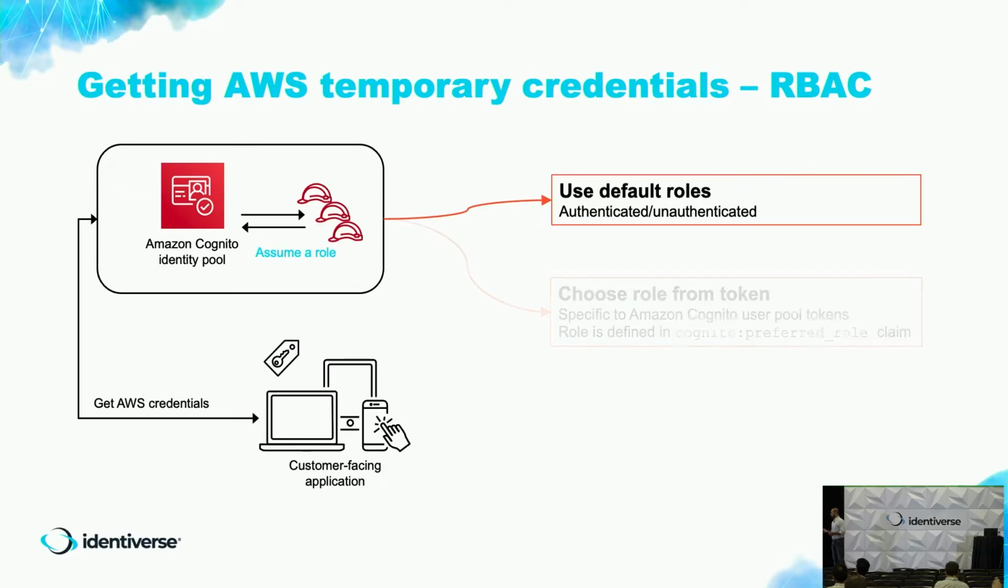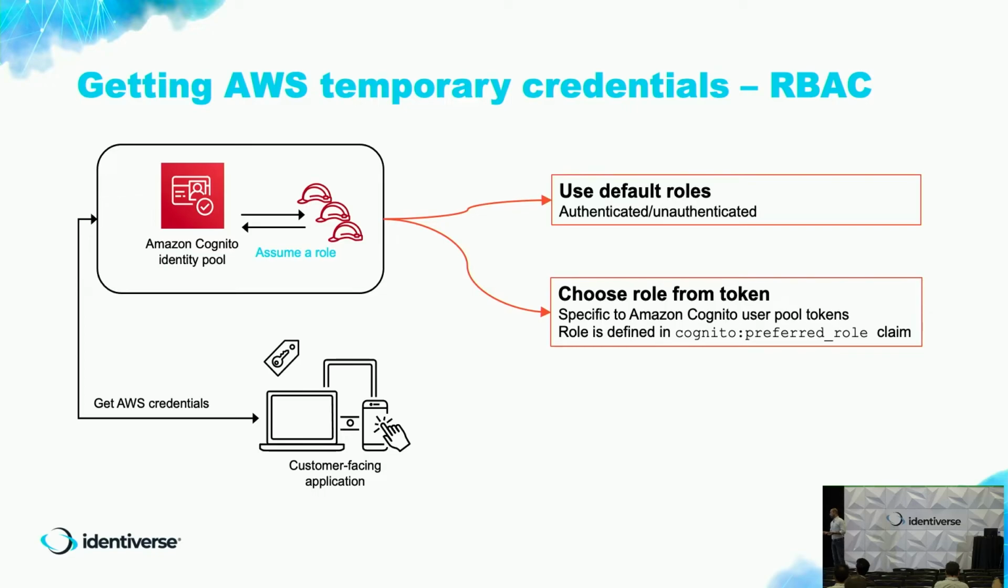The second option, if I have multiple roles, is choosing the role from the token itself. So the incoming token has a value that indicates what is the IAM role to assume. And this option is exclusive to Cognito user pools. If you are using a Cognito user pool as your identity provider, you can define groups in the user pool. You can associate a role with every group, and you can define role precedence, meaning that if the user is a member of multiple groups, how to resolve this.